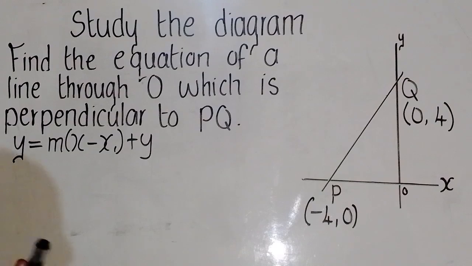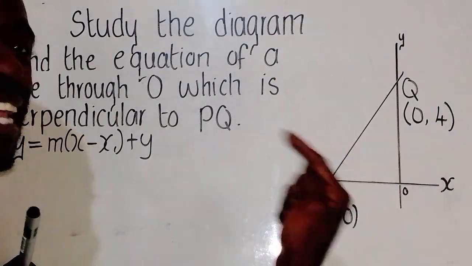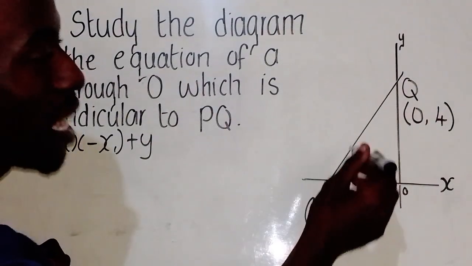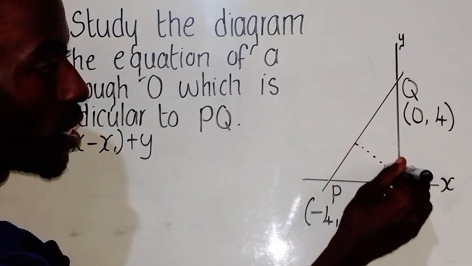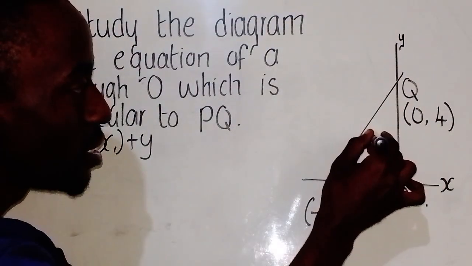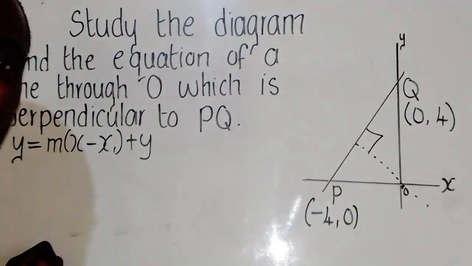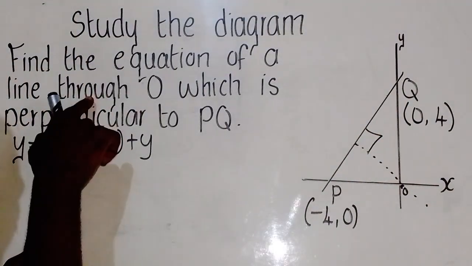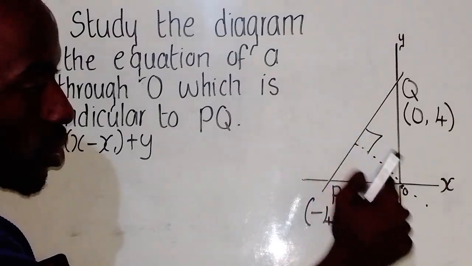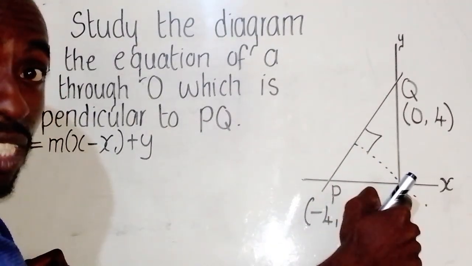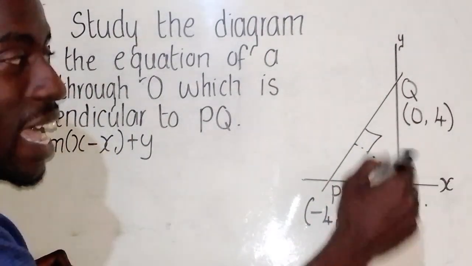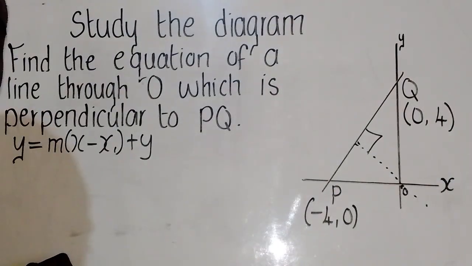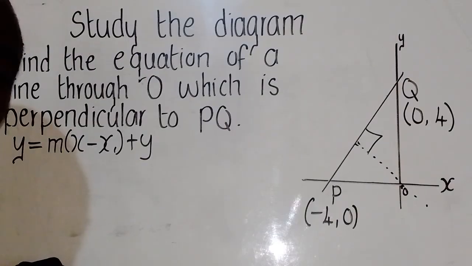Perpendicular simply means that the line which they are referring to is coming from this point, passing through the origin. Perpendicular simply means it forms 90 degrees there. You have seen? Since they said through O, it's going through point O, which is the origin, or 0, and the line is perpendicular. Now, you need to understand that when they use the term perpendicular, there are certain rules which we follow.